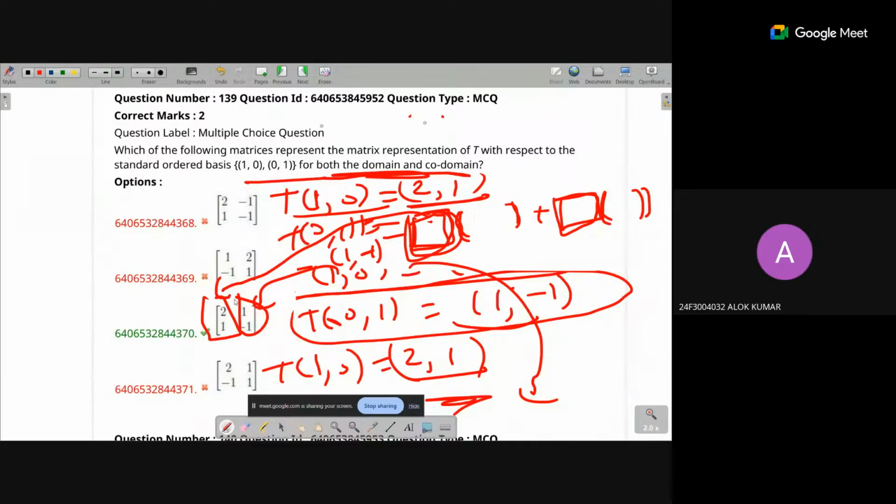So this matrix A contains the coefficients. Understand that.